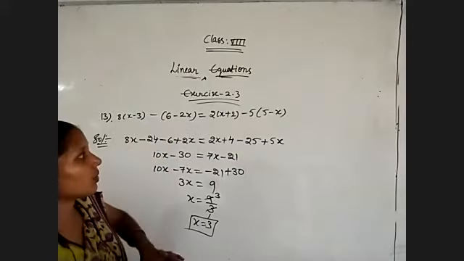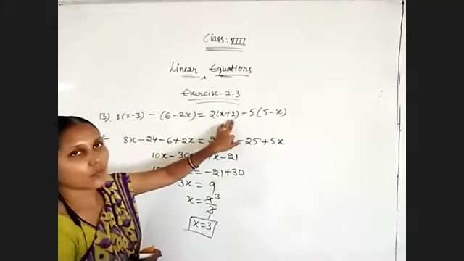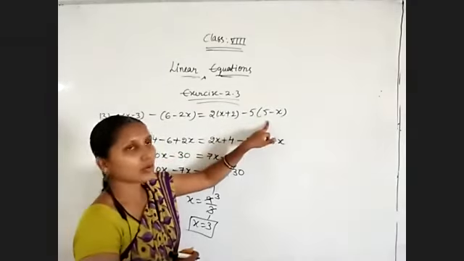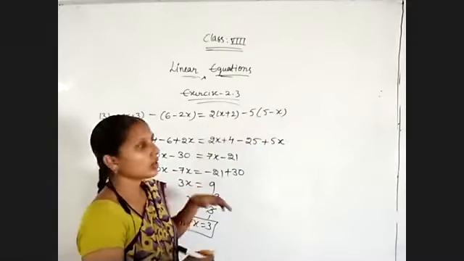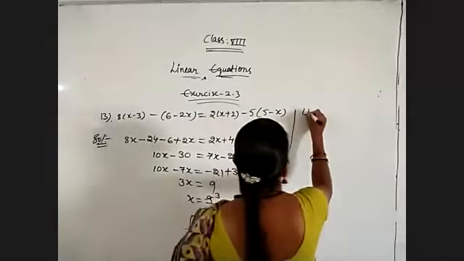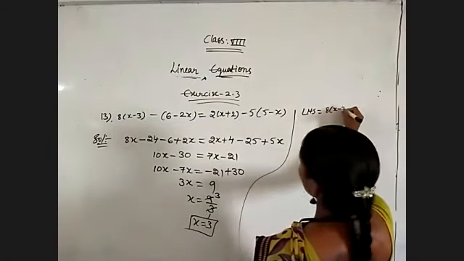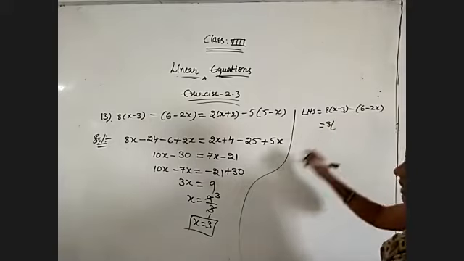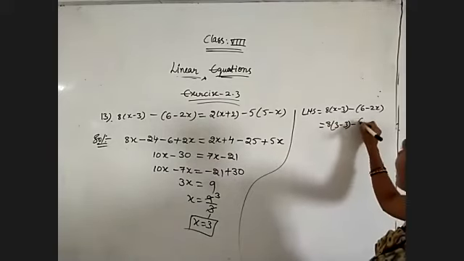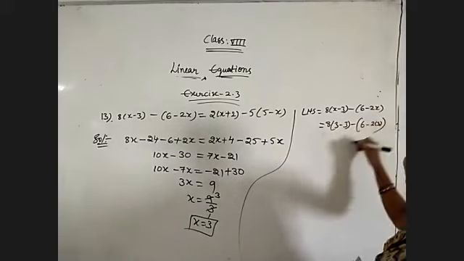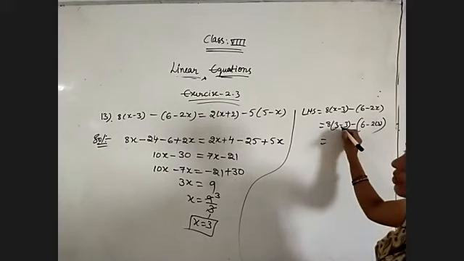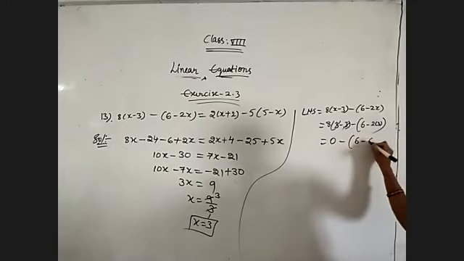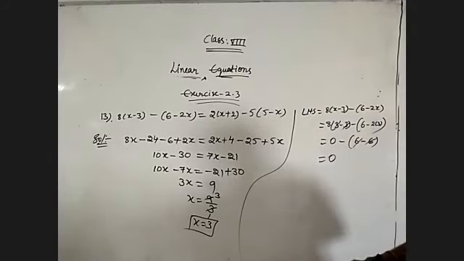So the complete term is 0. Here we will get 3 plus 2, 5. 2 5s are 10 minus 5 minus 3, 2. 5 2s are 10. 10 minus 10, 0. So check that also. LHS of the equation is 8 into x minus 3 minus of 6 minus 2x, equal to 8 into x value we got, 3. 3 minus 3 minus 6 minus 2 into 3. So 8 into 0, 3 minus 3 is 0. 8 into 0 is 0, minus 6 minus 2 3s are 6. 6 minus 6 also 0. So 0. The complete answer is 0.